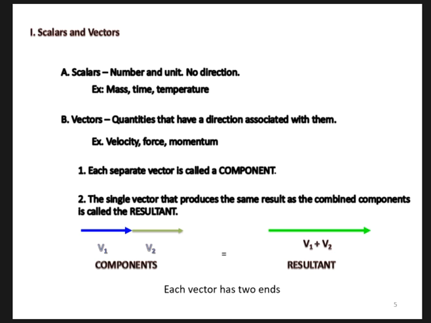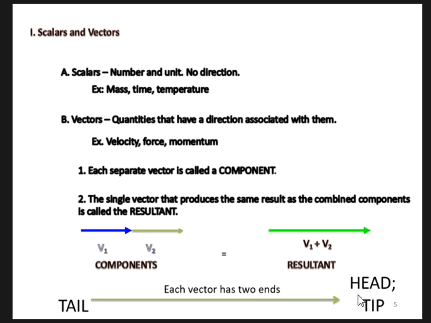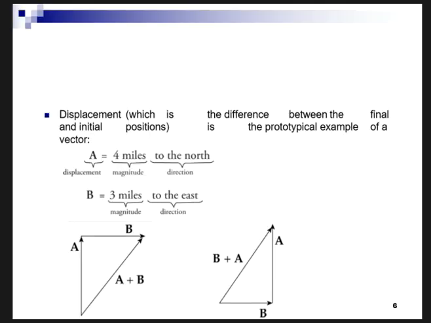Okay, each vector has two ends. For example, this one is the starting point, this one the ending point, or we may call it the tail and the head, the tip. Okay, this one is displacement, which is the difference between the final and initial positions. For example, vector A is the displacement, the magnitude is 4 miles to the north, so that is the direction. Vector B is 3 miles to the east, so that is the direction and the magnitude.